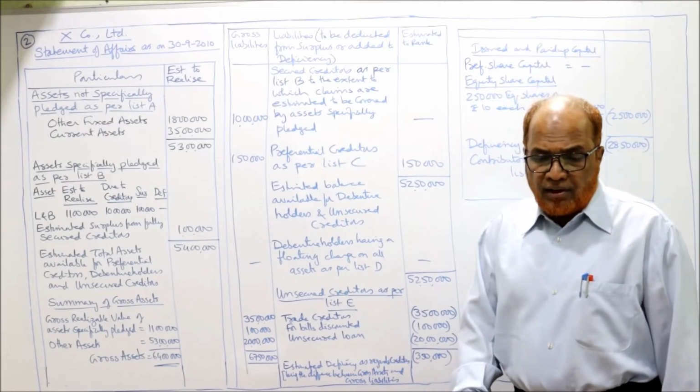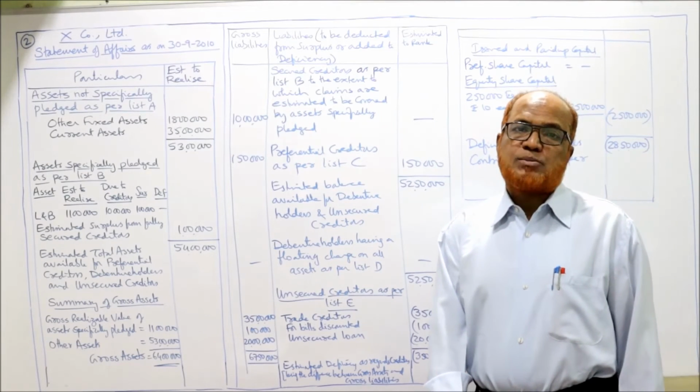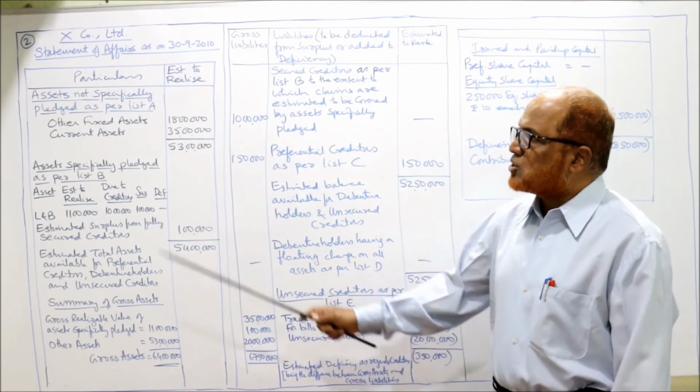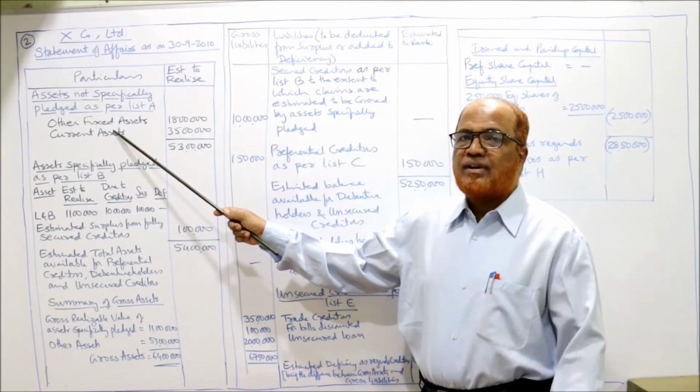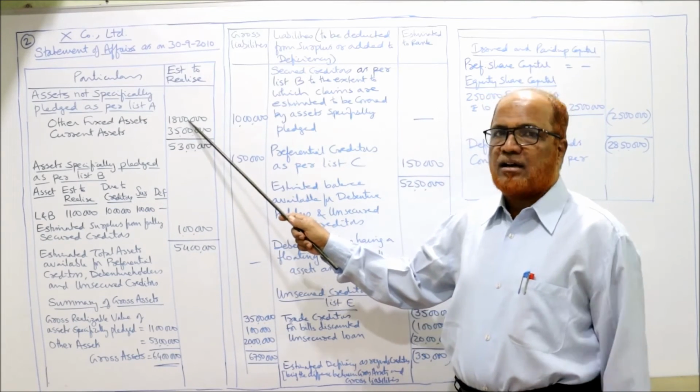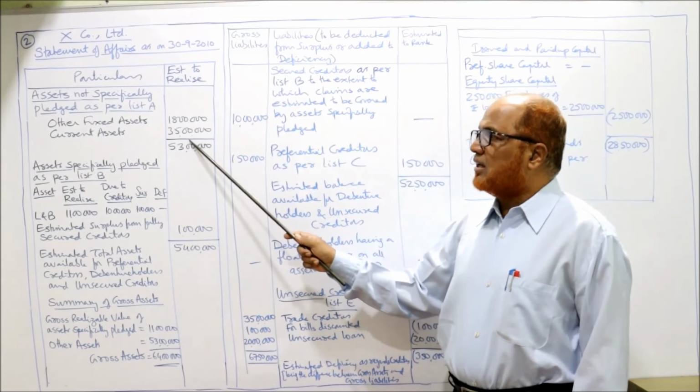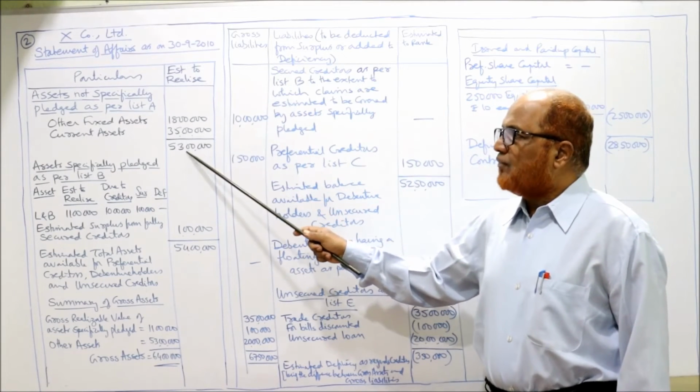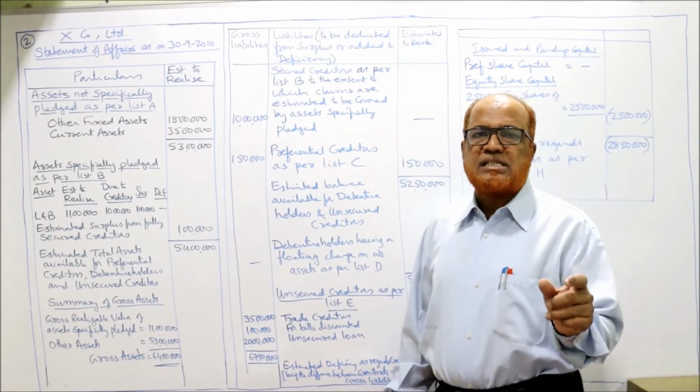Now land and building we should not take because it is pledged. Other fixed assets, what is the realizable value of other fixed assets given in the last line? 18 lakh. The realizable value of current asset 35 lakh. So take the total, 53 lakh. 53 lakh is list A.